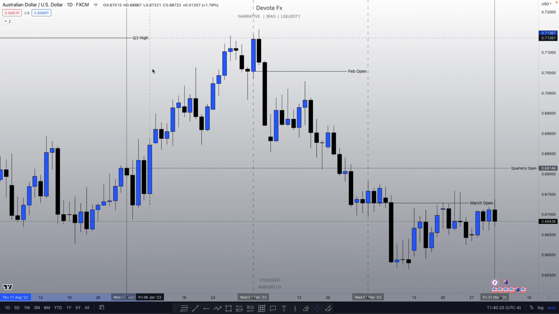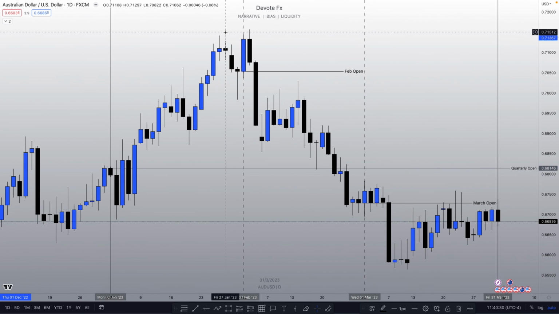Takes out quarterly high. Takes out previous month high. Displacement lower. Fair value gap. Buy side taken here. Sell side taken here. Dealing range. Fair value gap. Equilibrium. Move lower.